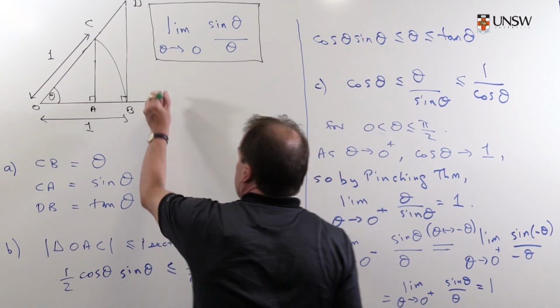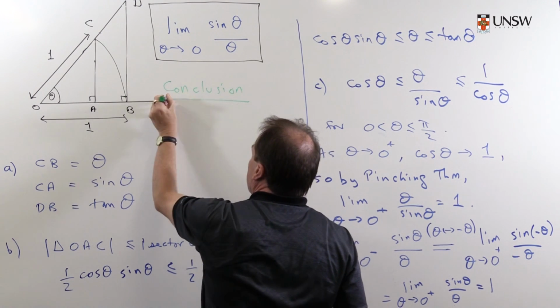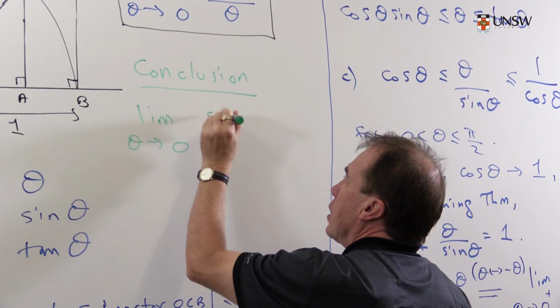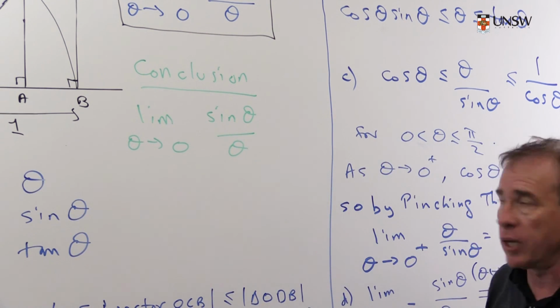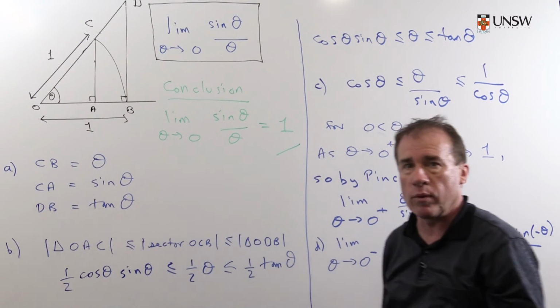So for our conclusion, which I'll put in here, our conclusion is that the limit as theta goes to 0, either from above or below, we get the same answer. So that limit exists and equals 1. And that's what we were trying to show.